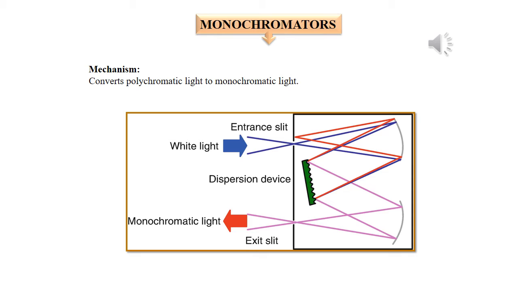Multiple wavelengths are called polychromatic light. It converts polychromatic light to monochromatic light. That is represented in the picture. The main principle of monochromators is dispersion. Dispersion means it is separating single wavelengths from multiple wavelengths. That is the role of monochromators. So whatever radiation is coming out from the source is converted to monochromatic light. That is the light we want to use for analyzing the sample.